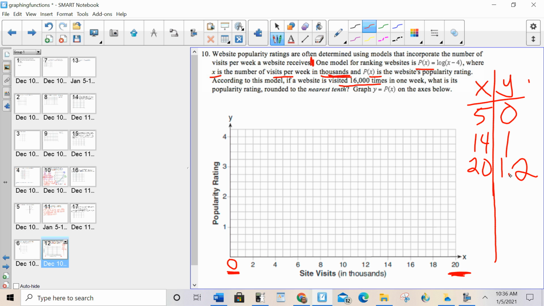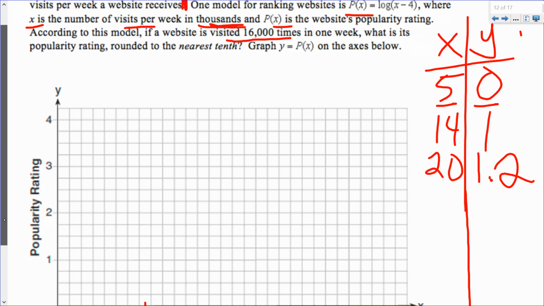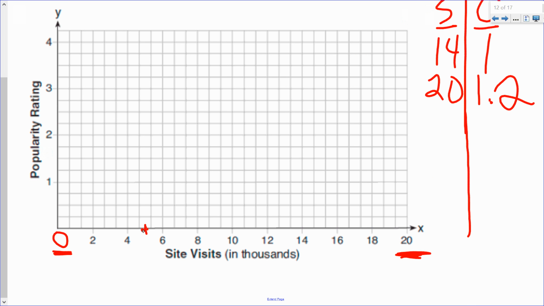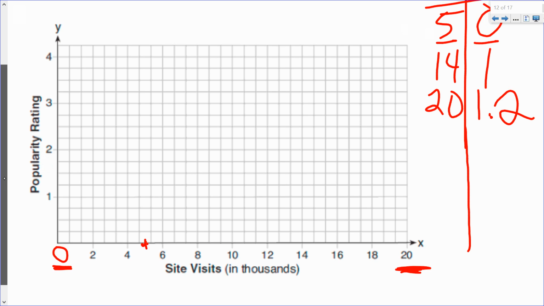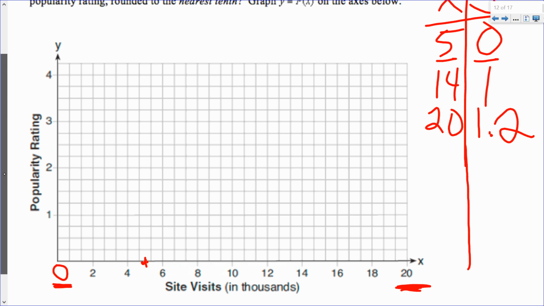So the X scale is a little tricky here. Every 3 boxes is worth 2. So when I want to plot 5, 0, 5 is in between 4 and 6. So it's going to kind of be in between these 2 boxes. So that is a little bit of a twist, but you know, it is what it is. So 5, 0, and my pen just stopped working, which happens sometimes. 14, 1. That one's pretty simple.